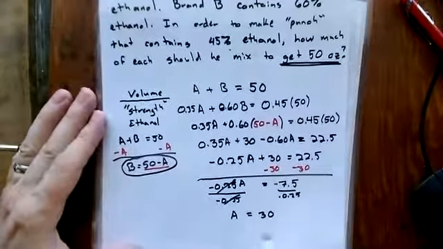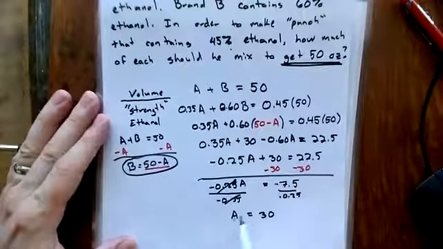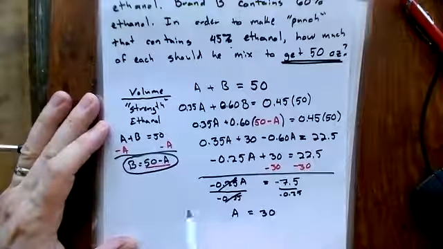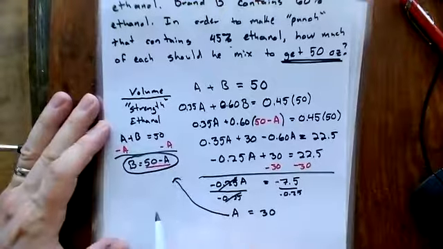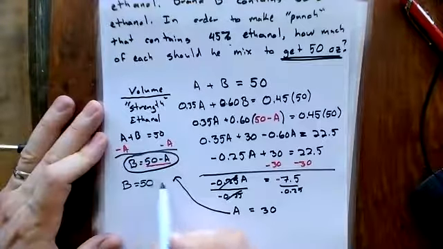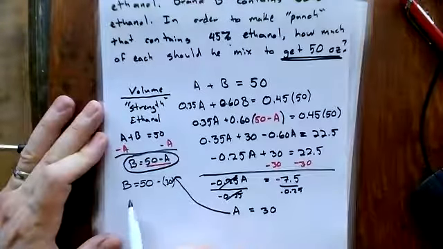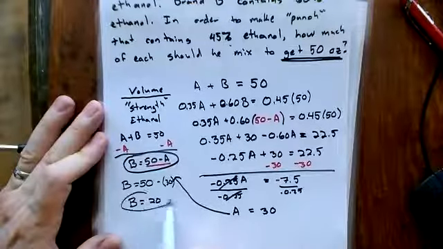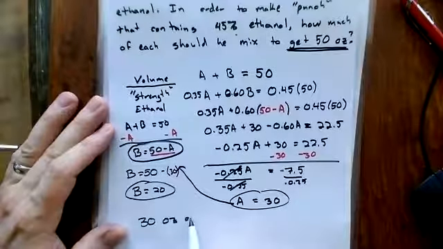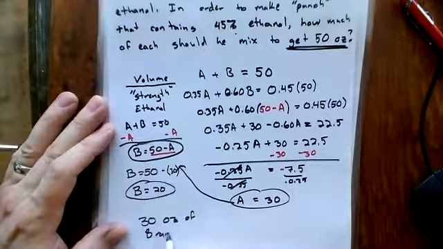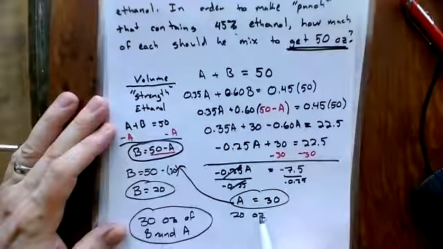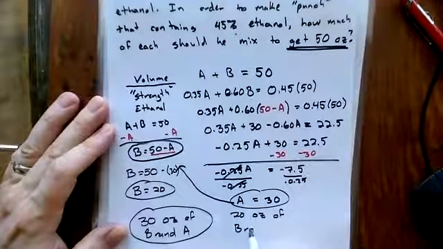So that tells me that I've got 30 of one thing, and once again, this happens with all of our systems of equations: once you find one answer, you back substitute into one of your other equations. And we have our solutions. So I've got 30 ounces of brand A. I've got 20 ounces of brand B.